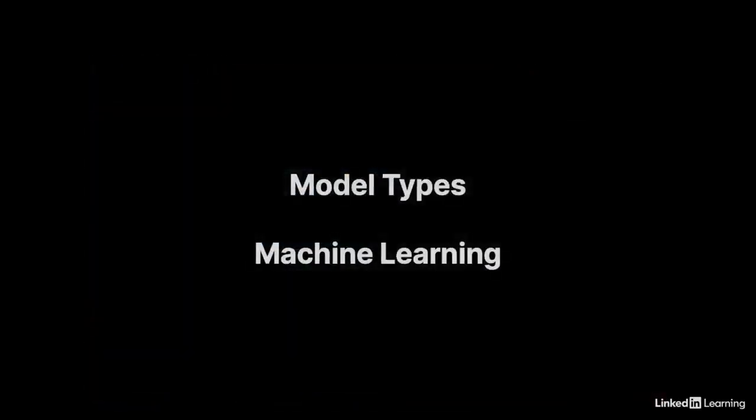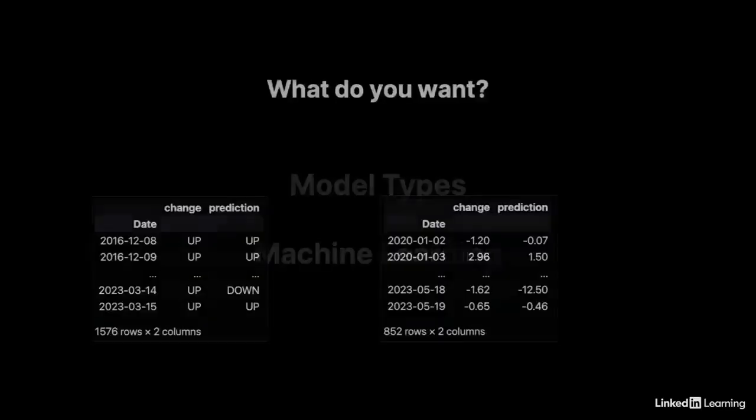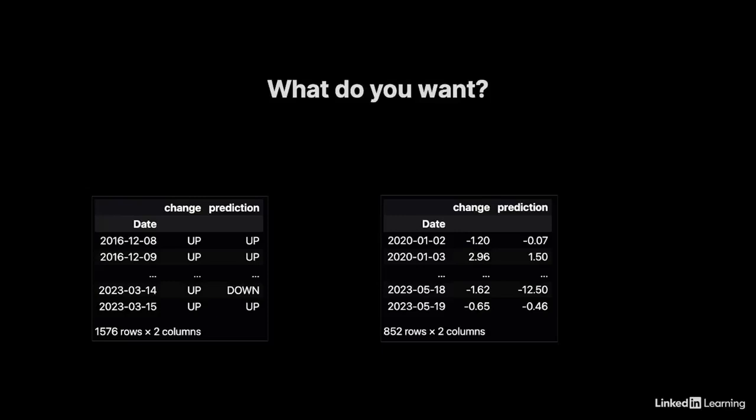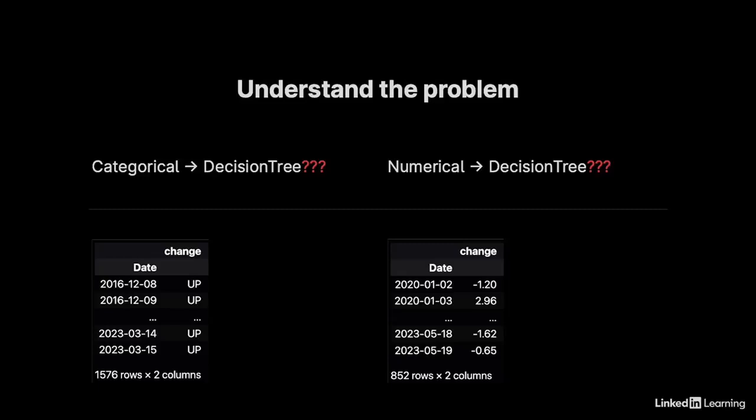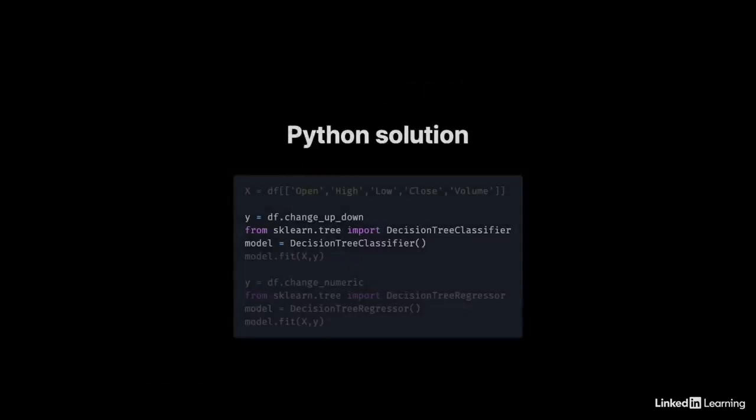Another concept is the different types of machine learning models. It is not the same to calculate a category, up or down, than a number. Based on the type of variable that we want to predict, we will use one decision tree or another. If the target variable we use is categorical, change up or down, we use decision tree classifier.